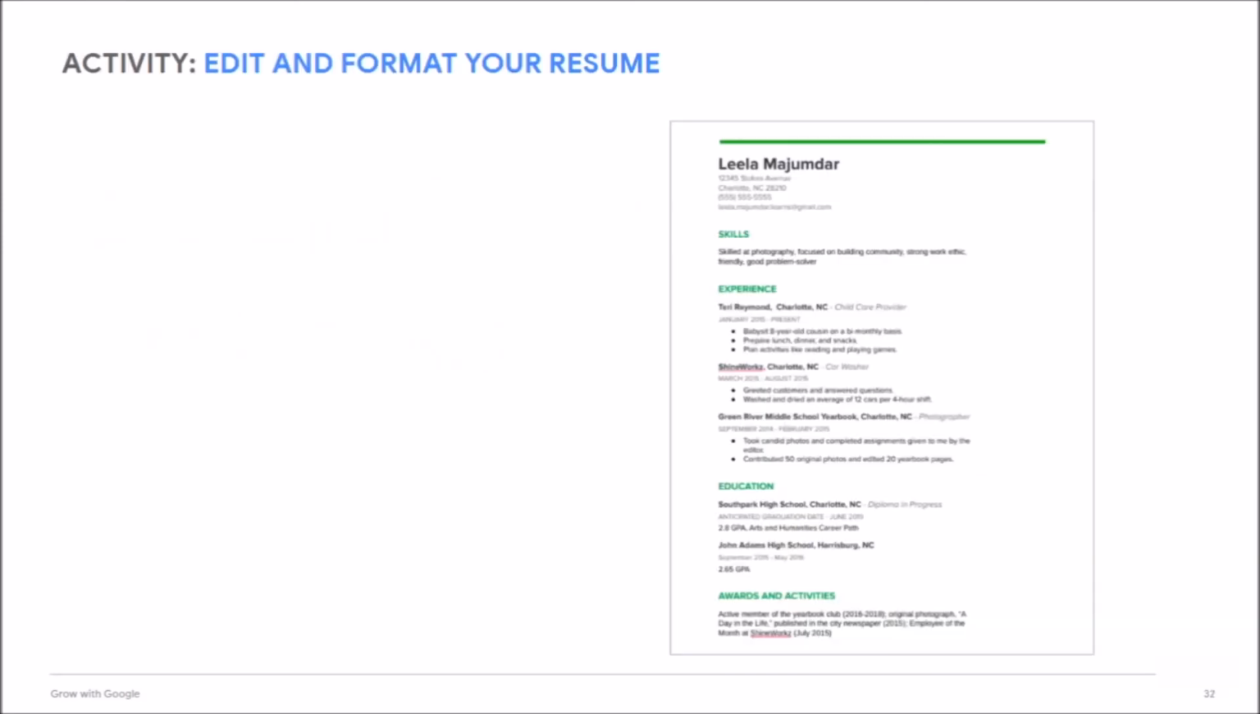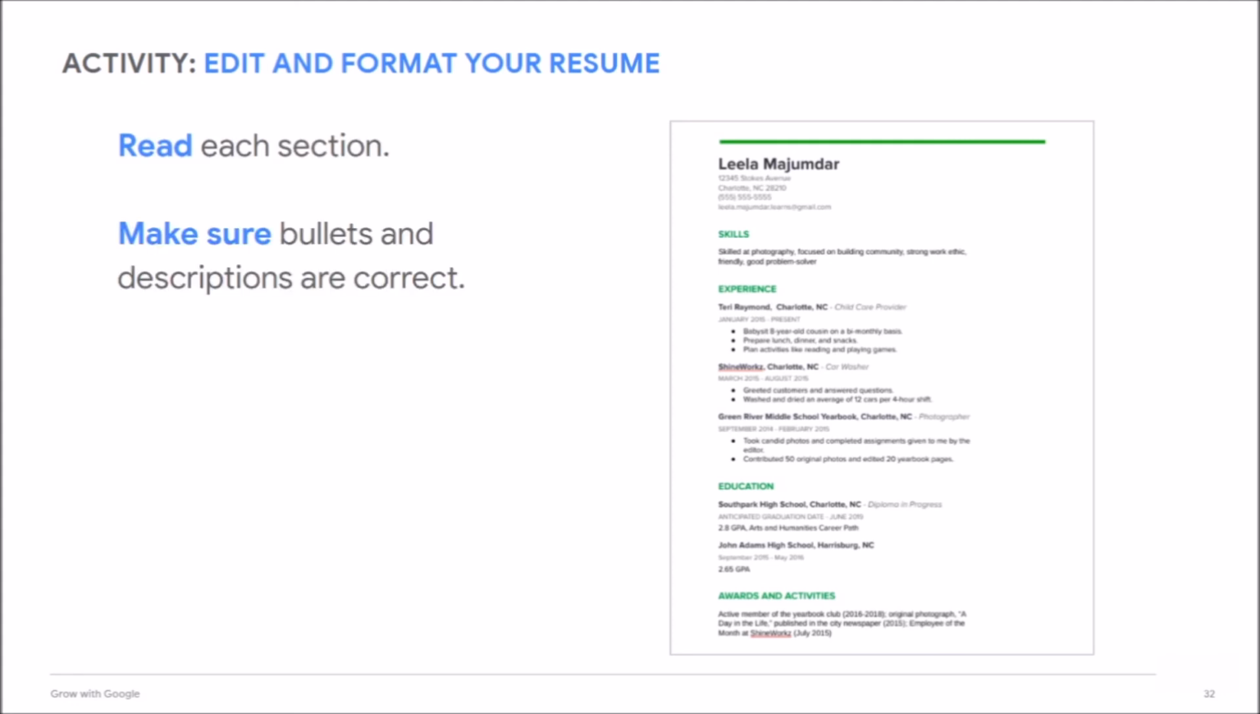To start editing and formatting your resume, carefully read through each section. Make sure that the bullet points and descriptions are in the correct sections. Now check your grammar for complete sentences and phrases and proper punctuation. A single typographical or grammatical error can prevent you from getting an interview, and spell check does not always find every mistake. Next, look for strong action verbs and clear descriptions that stand out.